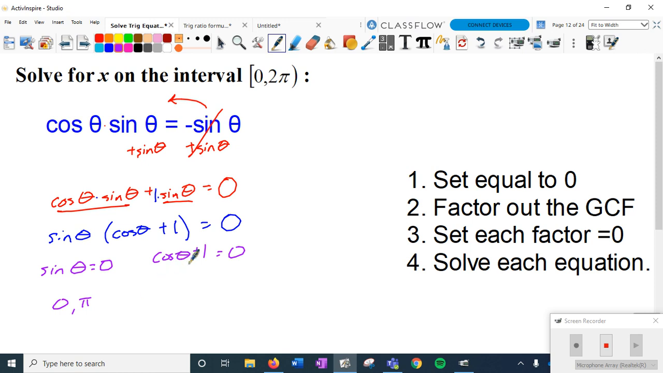Okay, this one's not ready to look up because of that plus 1. So now we're back to doing what we've been doing with our little tiny equations. We get it to the point where we can look it up. We subtract 1 from both sides, and now this says cosine of theta equals -1. Okay, well, let's go look that up now.